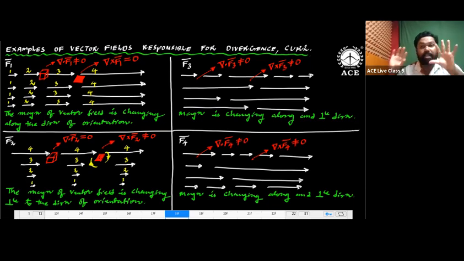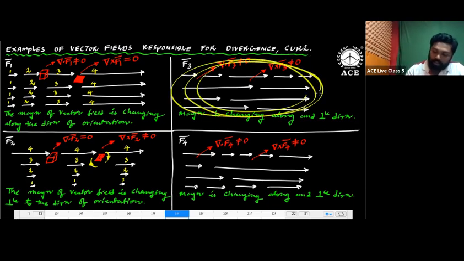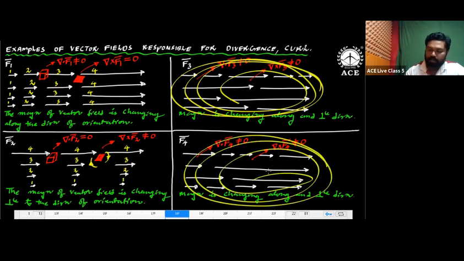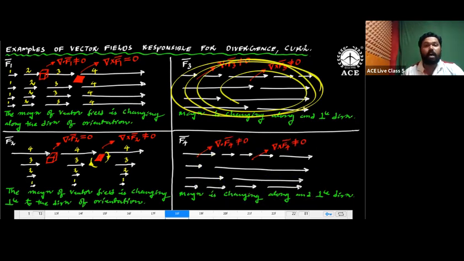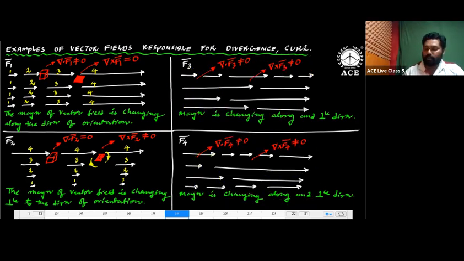In general, F3 and F4 are arbitrary fields. Arbitrary fields can have both divergence and curl. F1 and F2 are some special fields I have considered. Only variation along the direction gives divergence, and perpendicular variation gives curl.